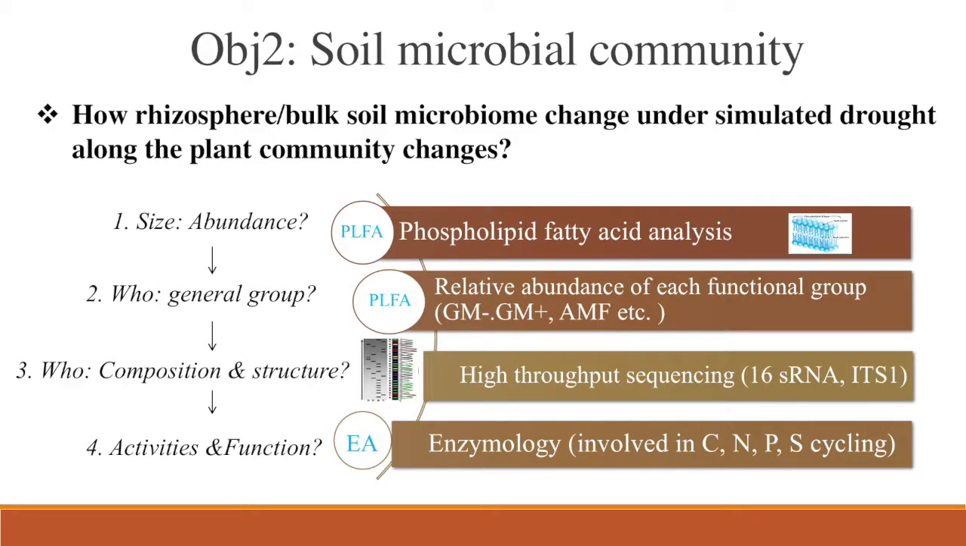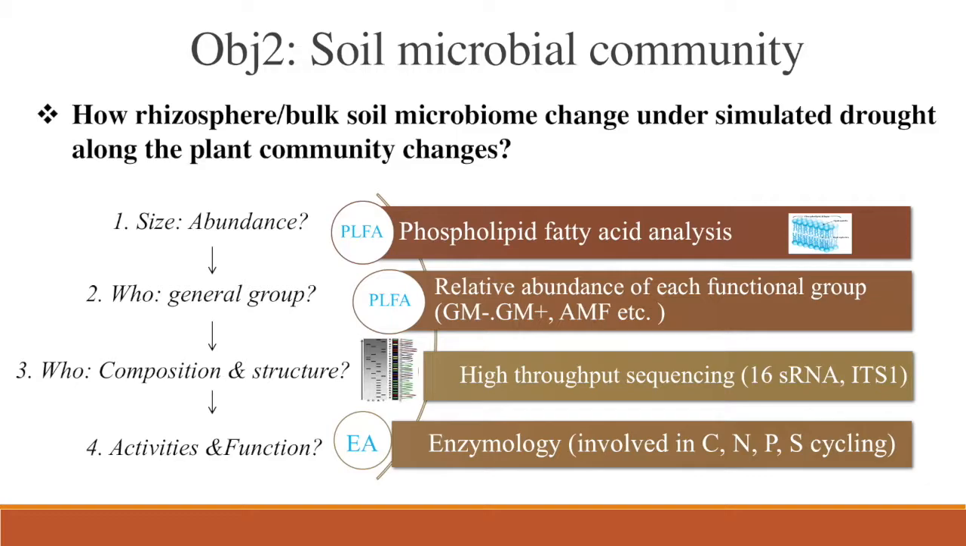Second, we look at the soil microbial community in the rhizosphere and bulk soil. First, we look at how many microbes are there. We can use phospholipid fatty acid, which we shorten as PLFA, as a proxy of biomass. We use PLFA to look at the relative amounts of each general group, like bacteria, gram-negative bacteria, gram-positive bacteria, and even fungi.